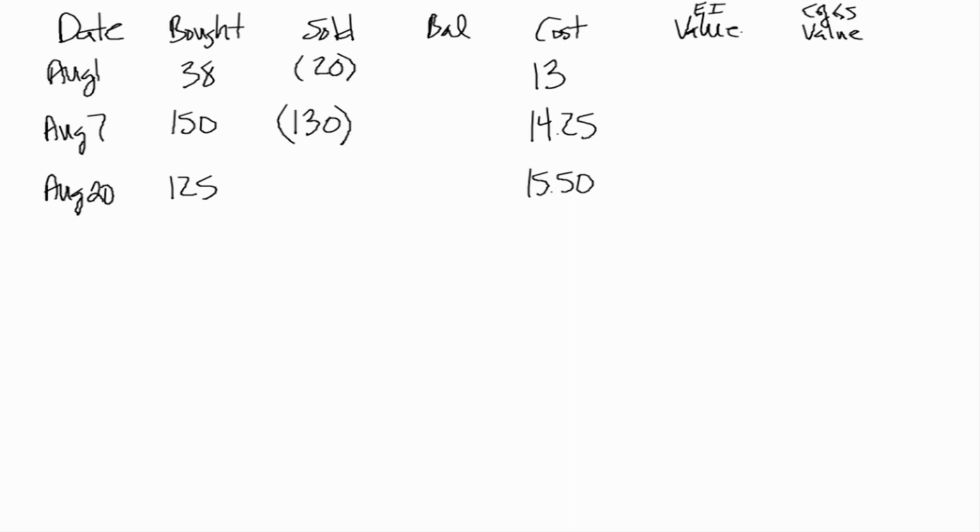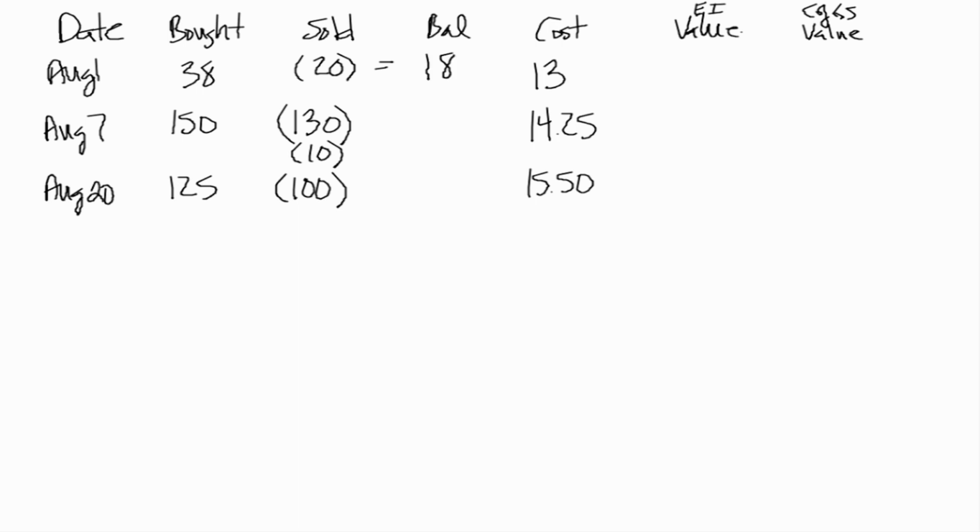And 10 units from August 7th. The remainder of the units were from August 25th. So that's 30 units. We sold a total of 130 units, so 100 units were sold from August 25th. So if we now subtract the 38 and the 20, we know that the balance in inventory from this batch of inventory is 18.